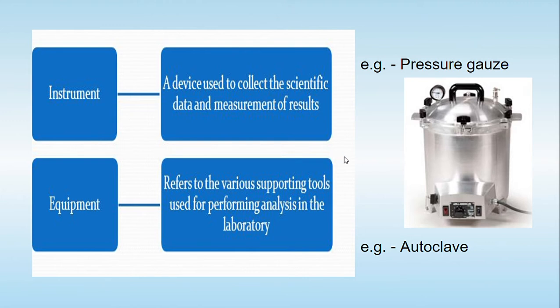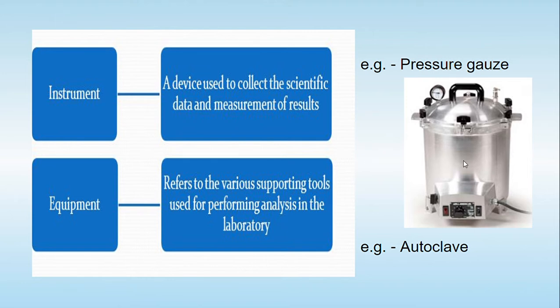Before I start with this one, let's try to understand a confusing word, that is, what is the difference between the instrument and the equipment. Basically, the instrument is a device which is used to collect scientific data or measure results. While equipment refers to the various supporting tools which are used for performing any of the analysis or operations in the laboratory.